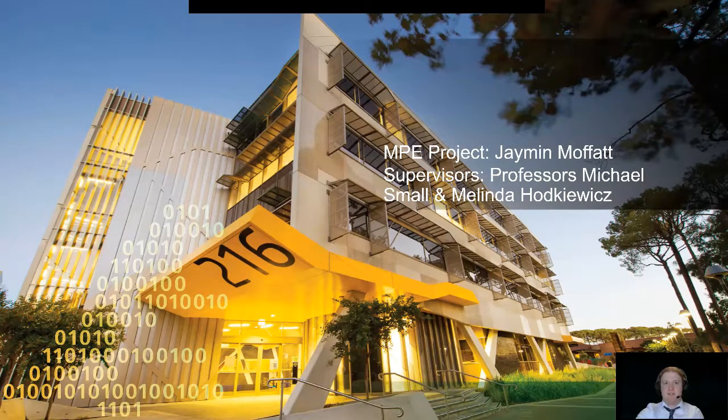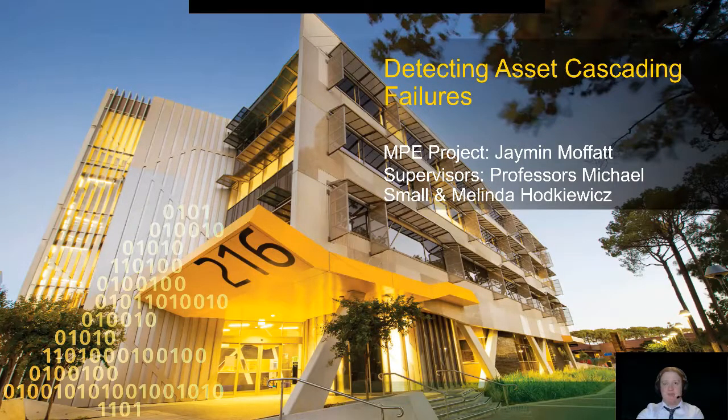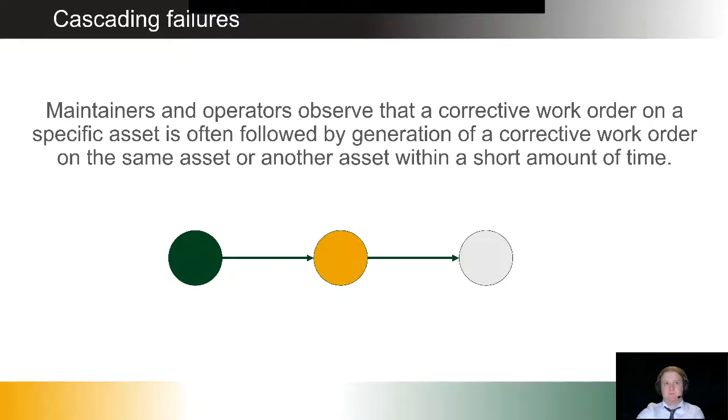Today I'll be discussing my engineering research project, which is about detecting asset cascading failures. It is a fairly common problem that when an asset is repaired, it is often followed by a future repair on the same asset or another asset within a short period of time. This is what I'll be referring to as a cascading failure.